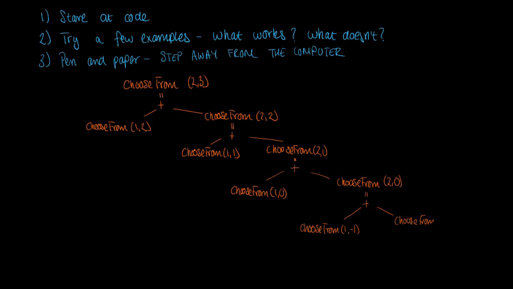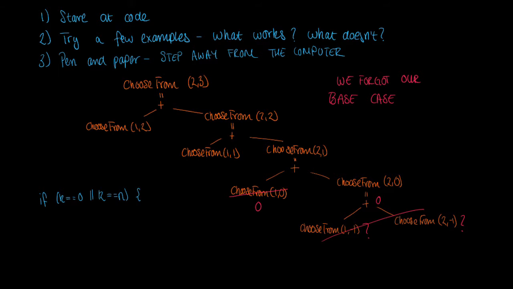At this stage, we kind of scratch our head and realize something's gone wrong. Choose 1, 0 and choose 2, 0 should both be 0, but this keeps going past that. We've forgotten our base cases, so we fix the code. We have an if statement saying if k double equals 0, double bar for or, k equals n, then we have 1, else we have what we had before.